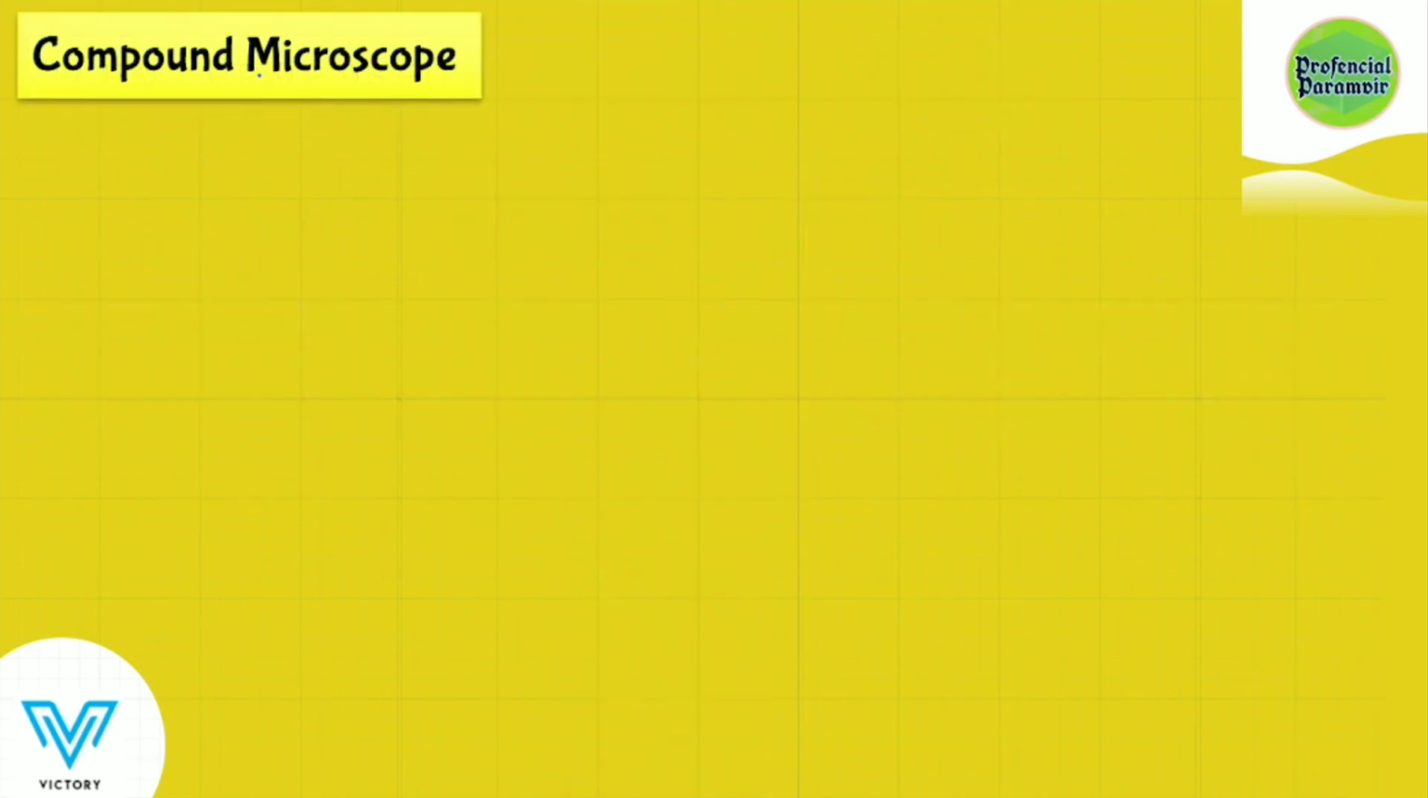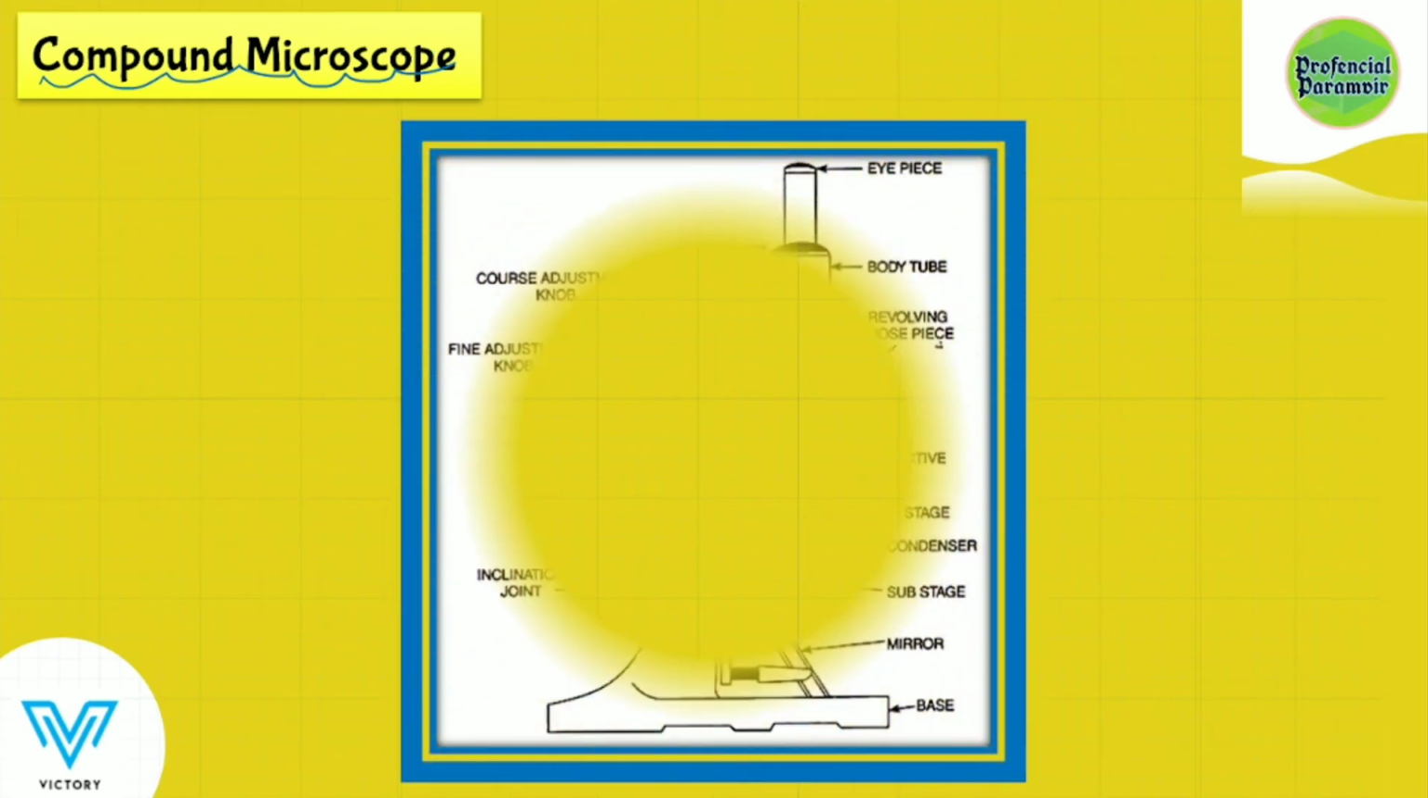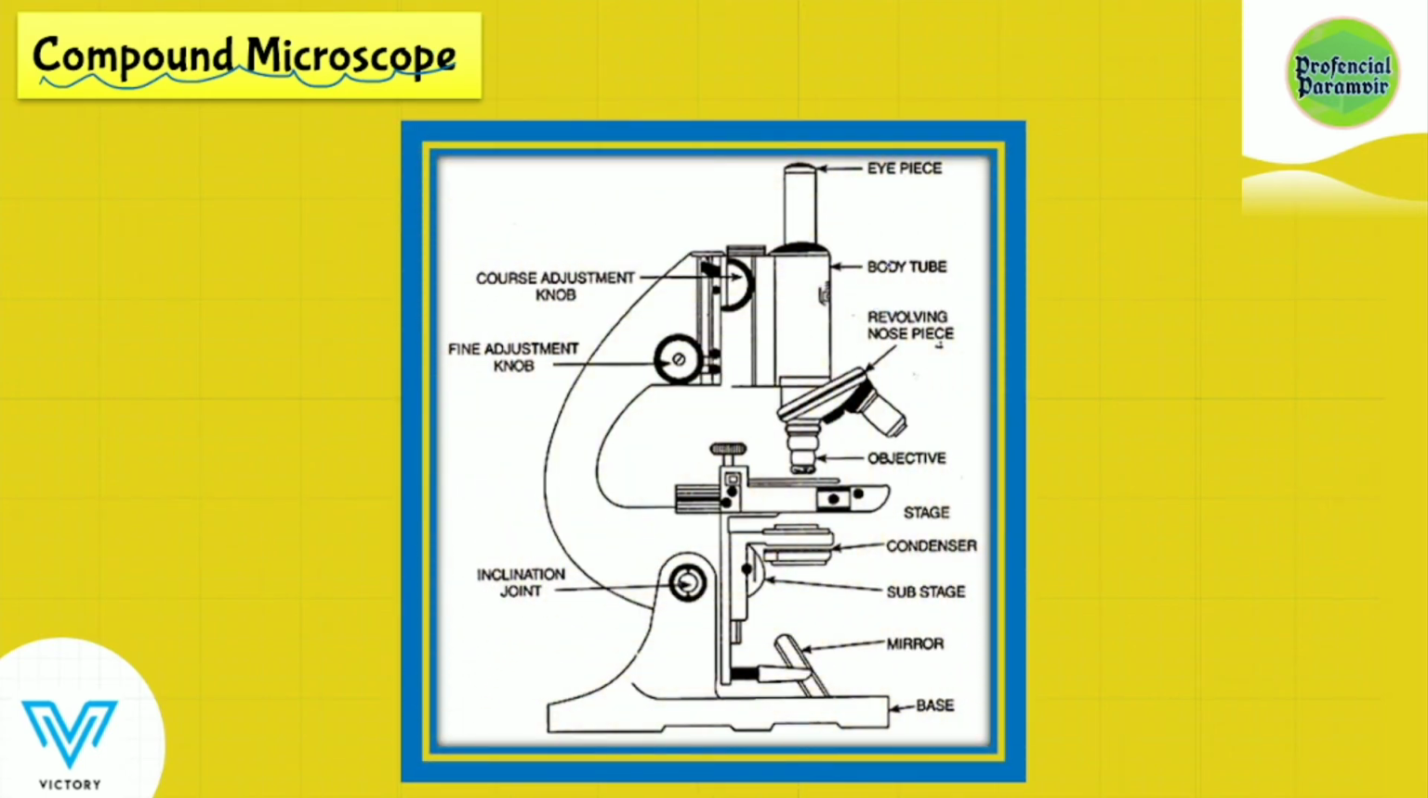Okay, so now let us see the structure of the compound microscope. What is a compound microscope? This is a compound microscope. This is the eyepiece. This is the body tube. This is the revolving nose piece. What is a revolving nose piece? It is used for 20x, 30x, 40x magnification. It is used for magnification.